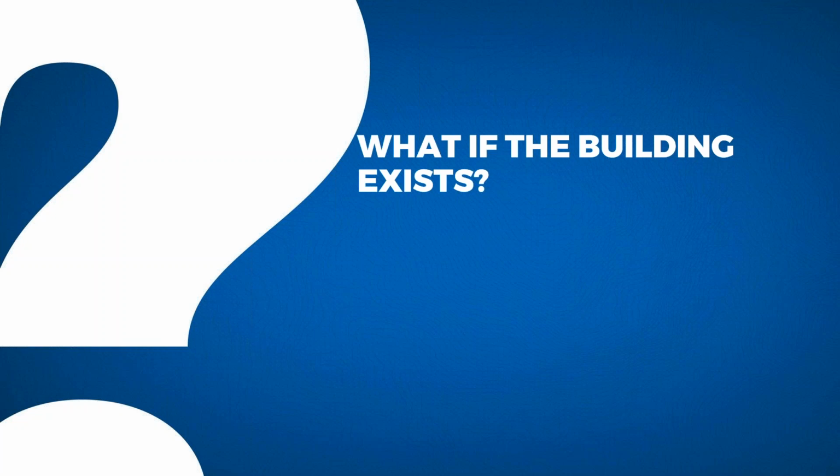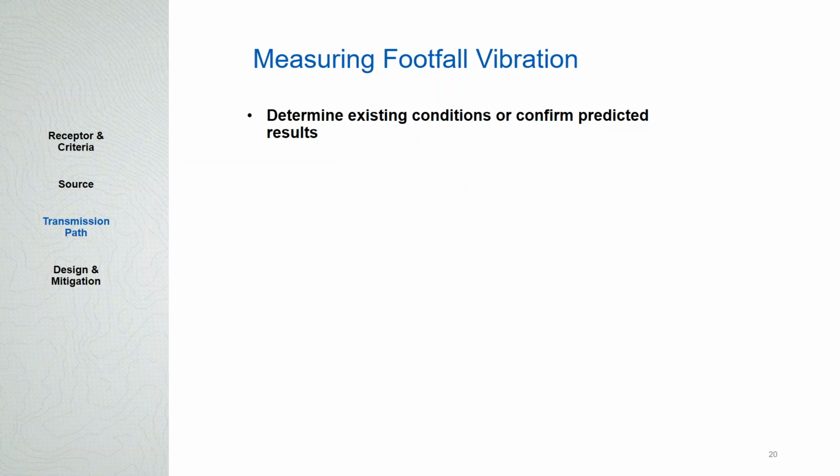Well, no. If the building exists, like let's say we have a retrofit and we want to move a lab into a previous space, putting a scanning electron microscope in there, for instance, what can we do? In that case, we can just go out there and measure it. So measurements determine the conditions that are existing, or we can use them to confirm predicted results.